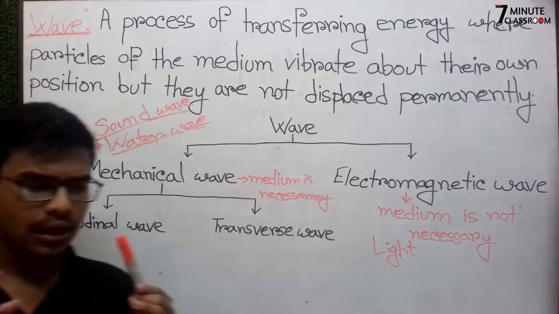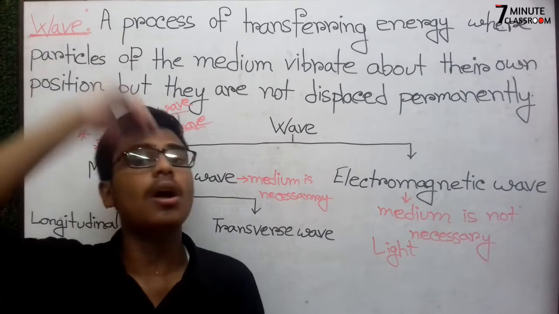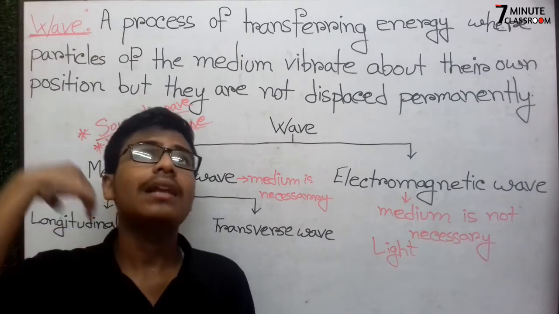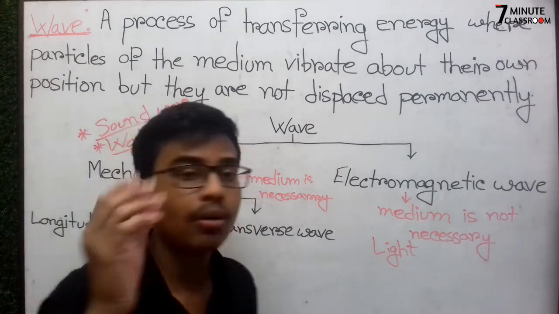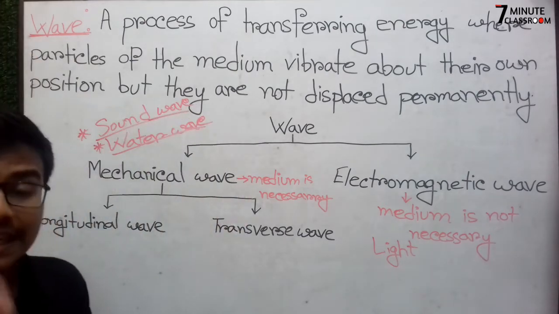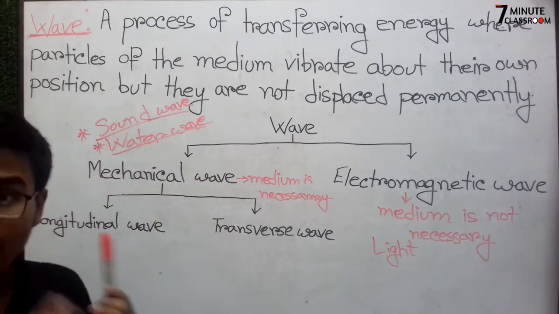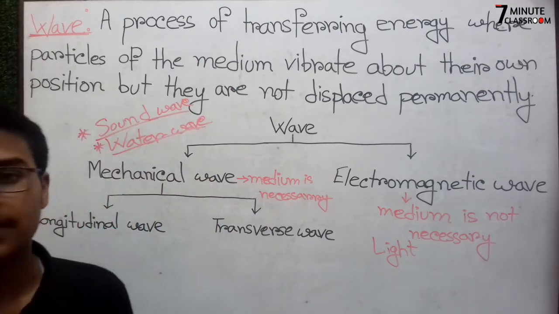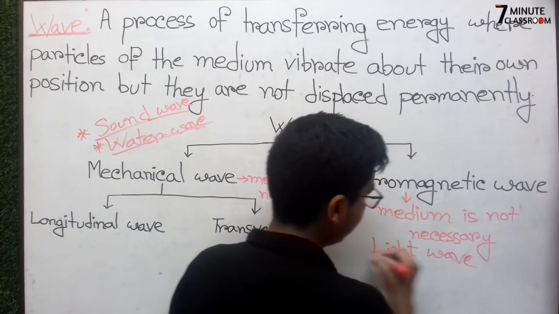like now in this room, above my head, a light is just turned on. So this light is passing through here, but here no medium is necessary. For passing light no medium is necessary. So light wave is an example of electromagnetic wave.